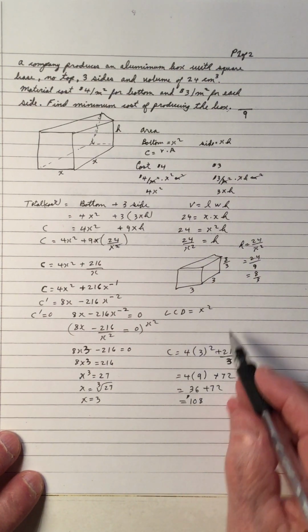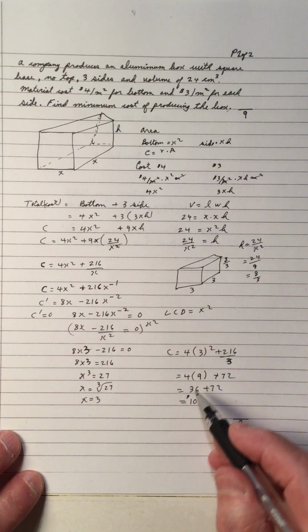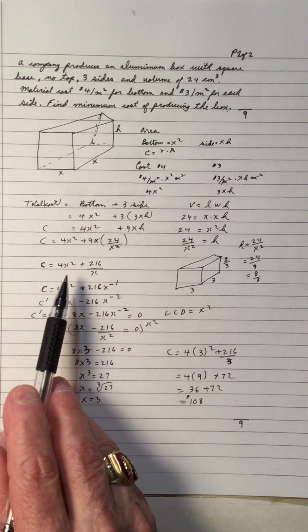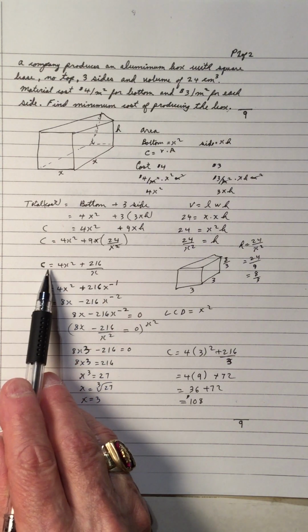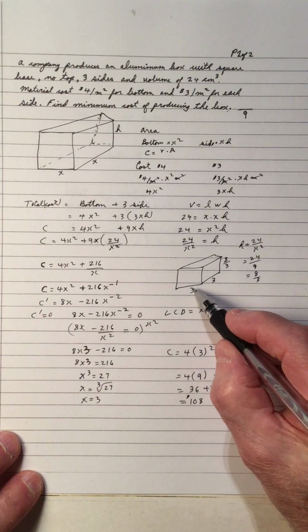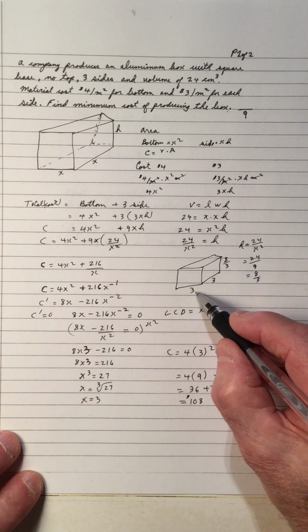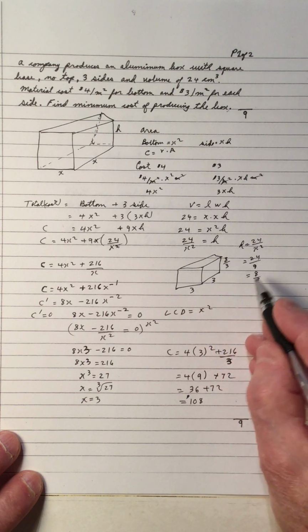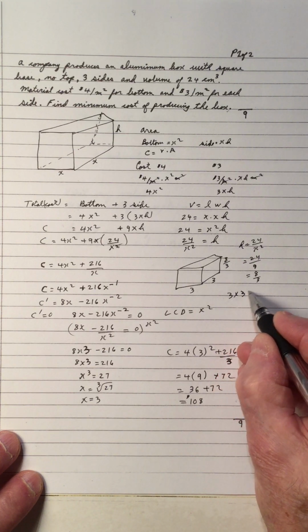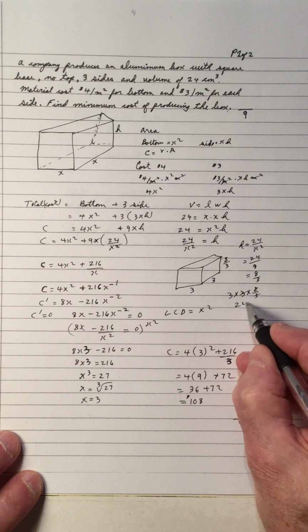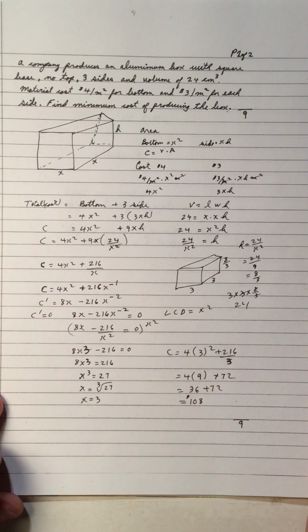Or I mean, you didn't need to do that. I'm just showing you this. I did the cost going this way because I had to. Once I got x, I subbed x in here and I got the cost. But if I want the dimensions of the box, it's 3, 3, and 8 over 3. Again, multiply 3 times 3 times 8 over 3. The 3s cancel, and I get a 24. So it fits. Everything is okay.